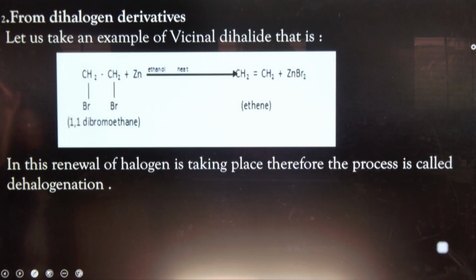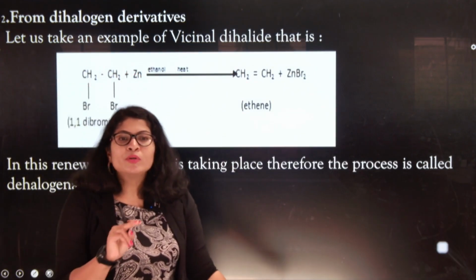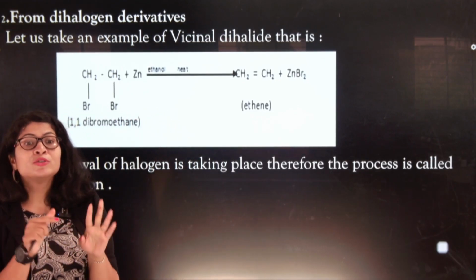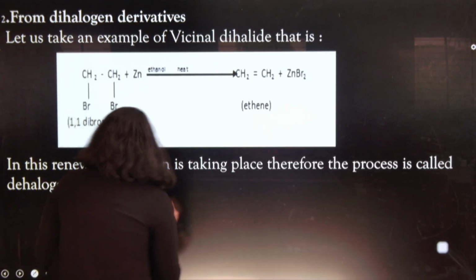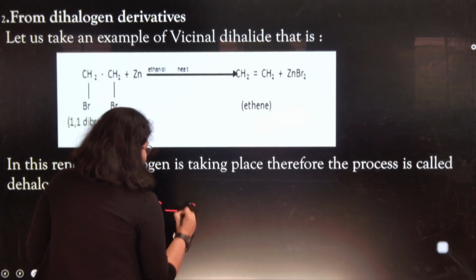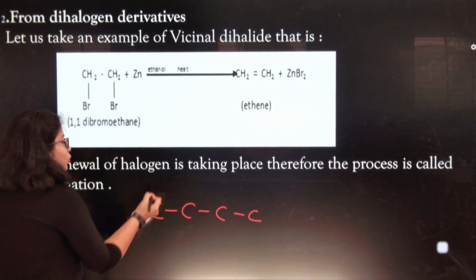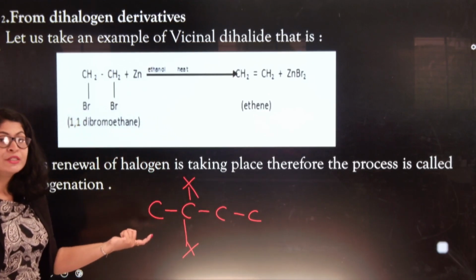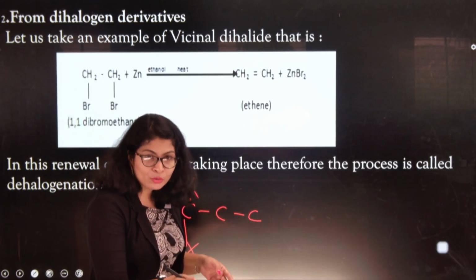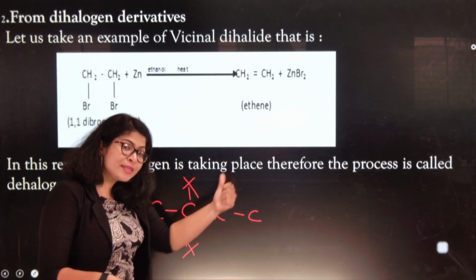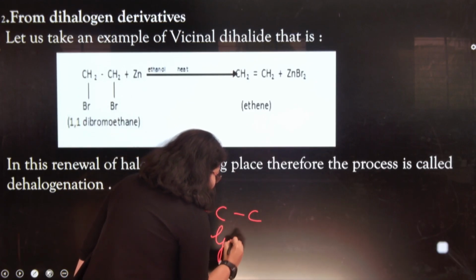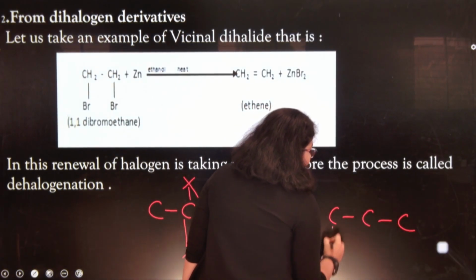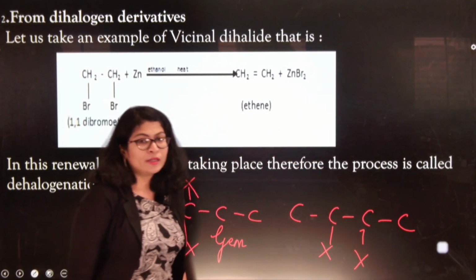Now from dihalogen derivatives, we have two types of dihalides. One is vicinal dihalide, and the other is geminal or gem dihalide. Whatever the chain, if both the halogen groups are attached to one particular carbon atom like this, then this is the geminal dihalide. Dihalide means two halide groups. If both the halide groups are attached to the same carbon atom, they fall under the category of geminal dihalide, and if both the halogen atoms are present on different carbon atoms, they fall under the category of vicinal dihalides.